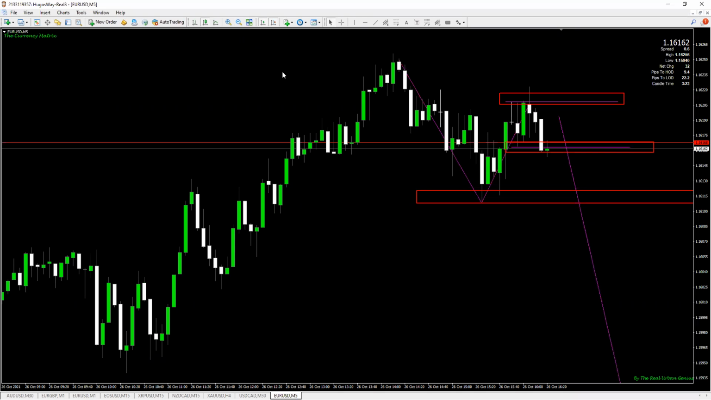This next 30-minute candle to close is the 9:30 New York candle. So we should see some increased volume and some major shifts coming in just a moment.